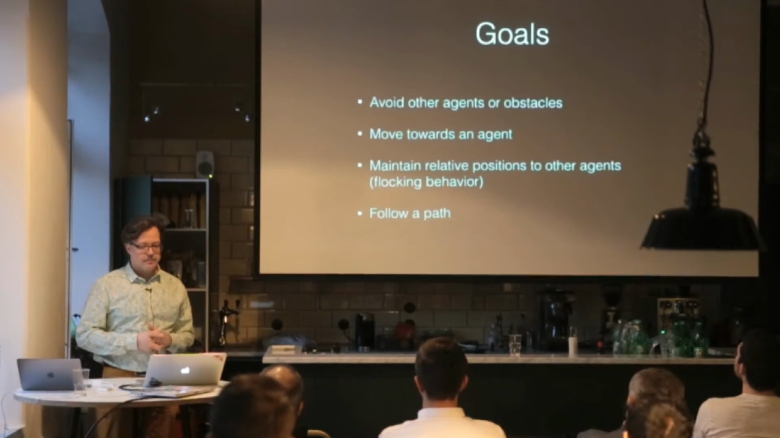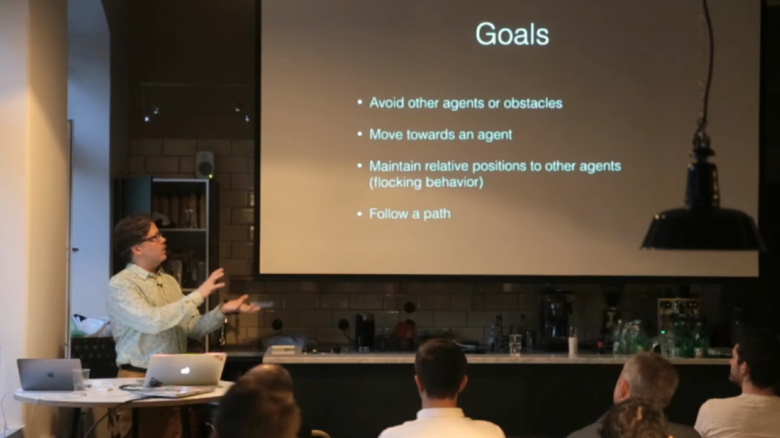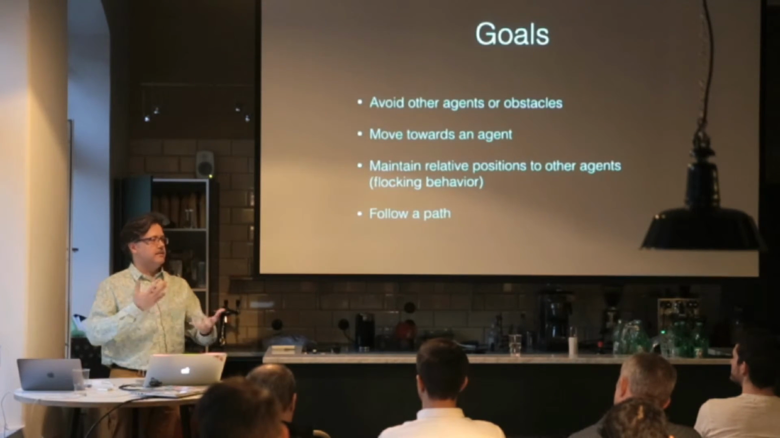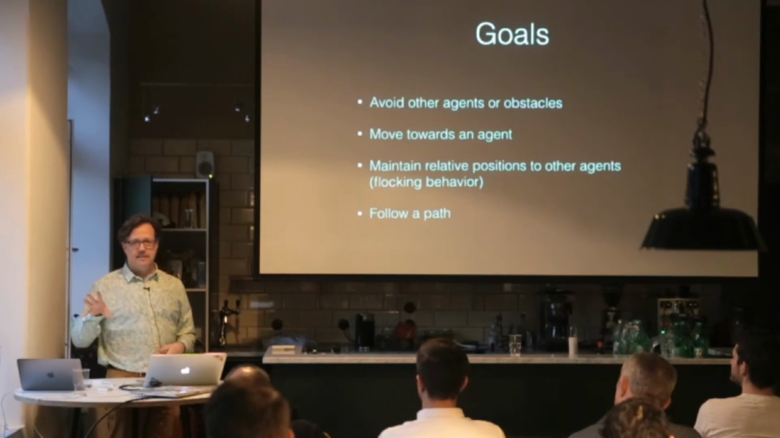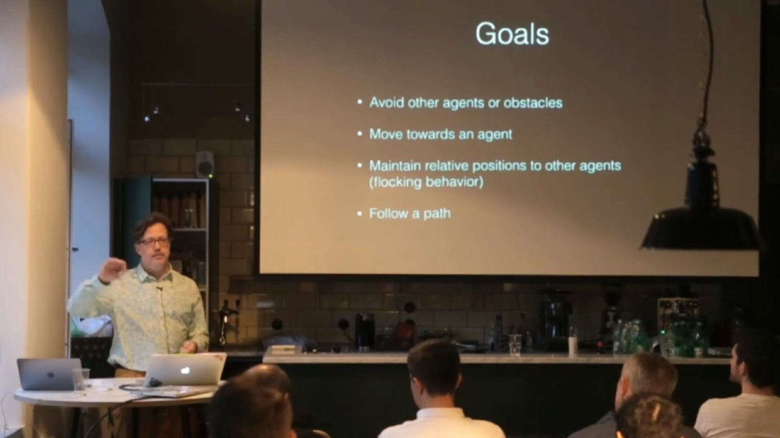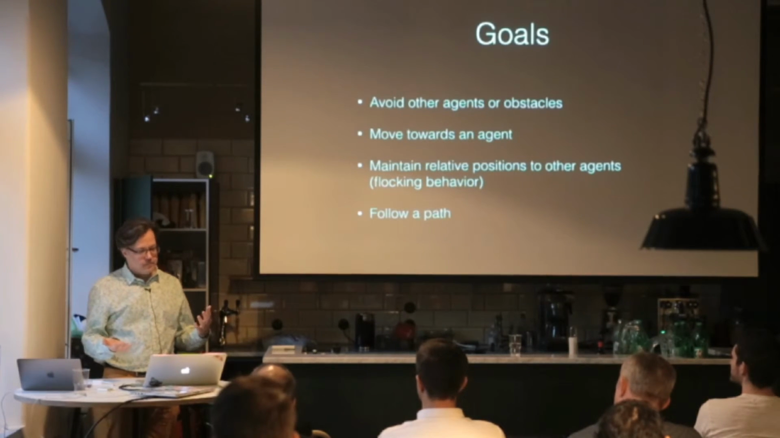There are built-in goals for avoiding other agents or obstacles in your world. There are goals for moving towards an agent. There are goals for maintaining relative positions towards other agents. You can implement flocking behavior quite easily with this. There are goals for following a path. And so each behavior you create is going to be one or more of these goals all stuck together. Then in each agent, you can change that behavior as the game progresses. So you can have an agent that represents some enemy running around and decide, okay, at this point, they're going to stop chasing the player and start trying to defend their base or whatever. You can have different behaviors and change them on the fly, however you want.